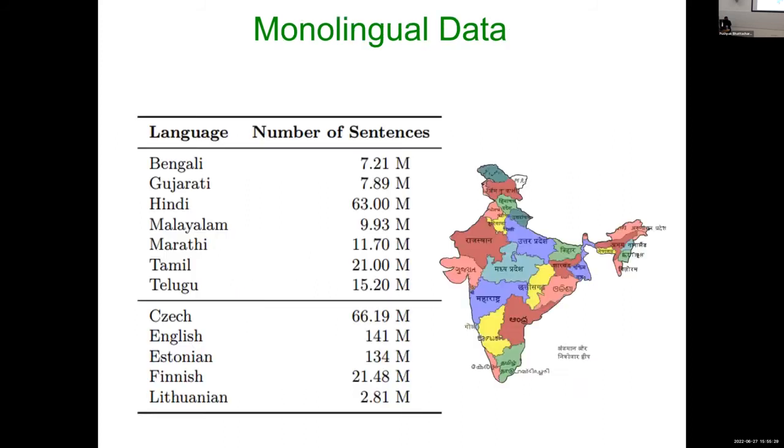So the monolingual data was coming from Bengali, Gujarati, Hindi, Malayalam, Marathi, Tamil, and Telugu, covering most of the important languages of the country. Tamil, Telugu and Malayalam are from South India, while Bengali, Gujarati, Hindi, and Marathi are from the northern part of the country. We also tested these ideas on European languages: Czech, English, Estonian, Finnish, and Lithuanian.